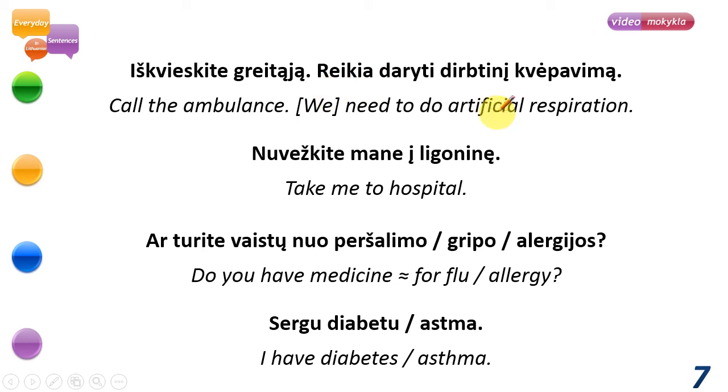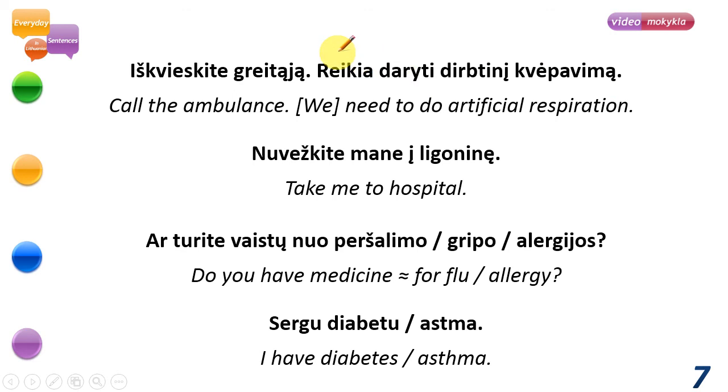What if there is a need to do artificial respiration? Artificial respiration is dirbtinis kvėpavimas. Dirbtinis means artificial, and kvėpavimas means respiration or breathing. So kvėpuoti means to breathe, and kvėpavimas, breathing or respiration. So dirbtinis, artificial breathing, dirbtinį kvėpavimą. This is the accusative. Reikia daryti. It is needed to do.